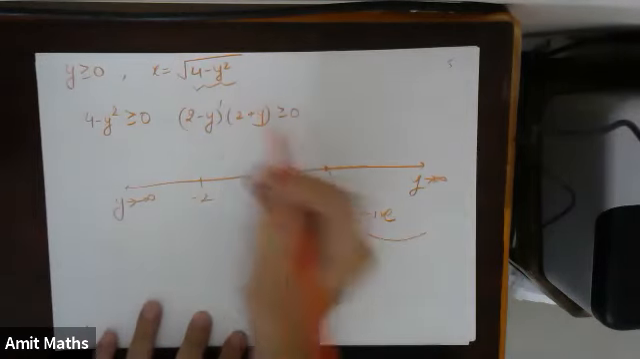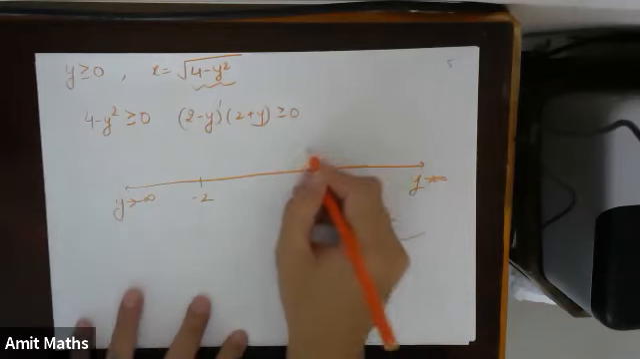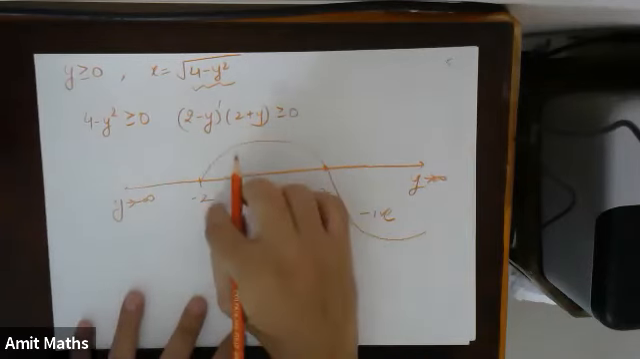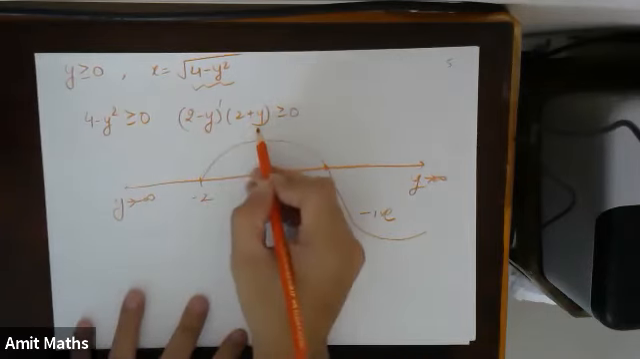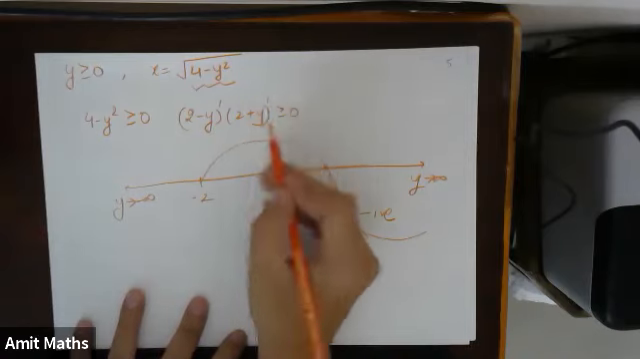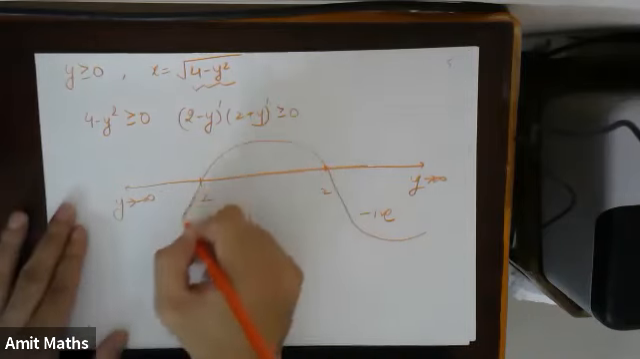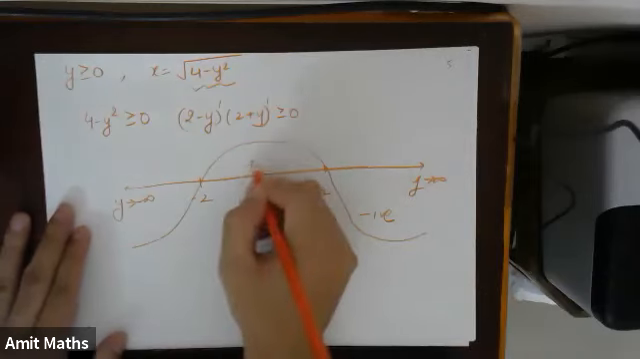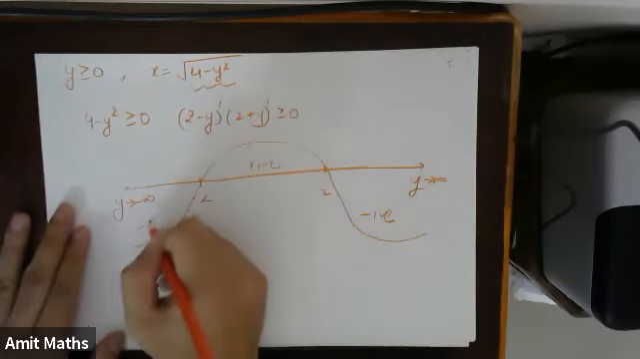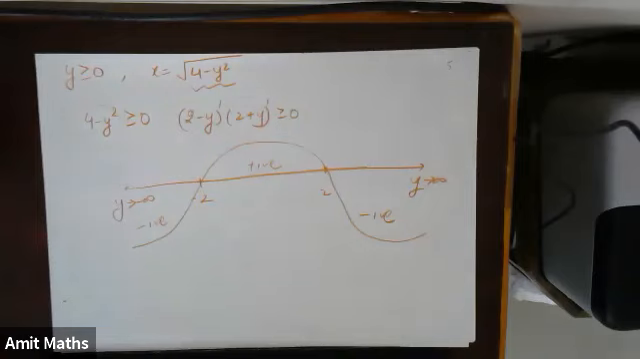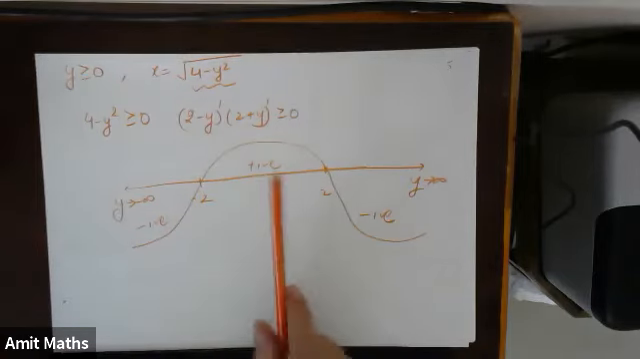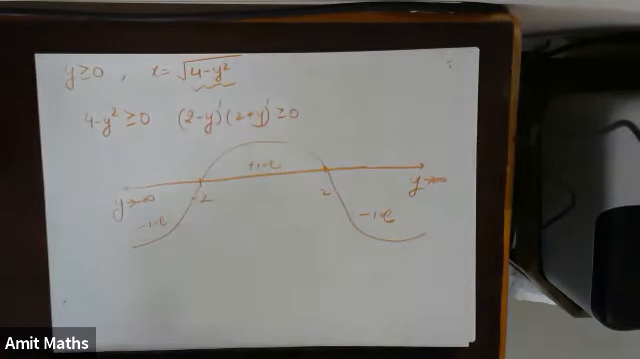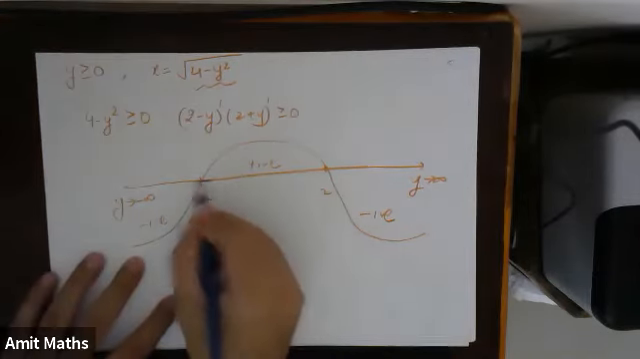What is the power? 1. Odd power, that means it will change sign. Next, it will reach minus 2, this critical point. The power is again odd, 1, so again it will change sign. That means negative, positive, and negative. We have to consider the values where it is greater than or equal to 0. That means which part of this wavy curve? I have to consider only this part.